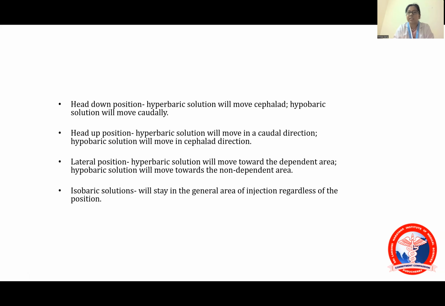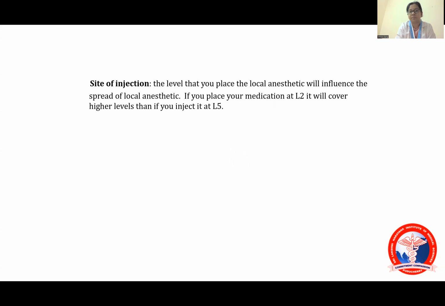In lateral position, as expected, the hyperbaric solution of the drug will move in the dependent area. So it will anesthetize more in the dependent area. And the opposite will take place with hypobaric solution. Whereas isobaric solutions will stay in their area of injection regardless of the position. So gravity does not impact any isobaric solution. Site of injection, the level at which you place the local anesthetic, will influence the spread of local anesthetic.